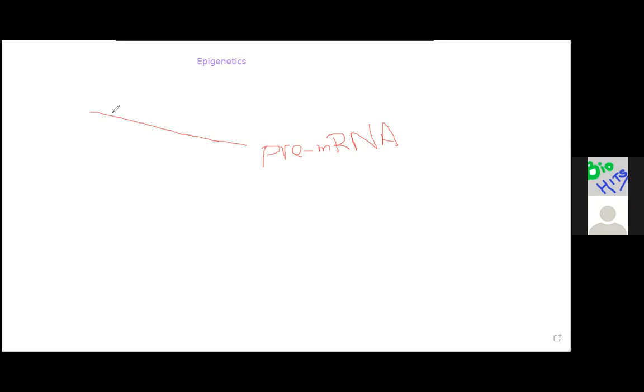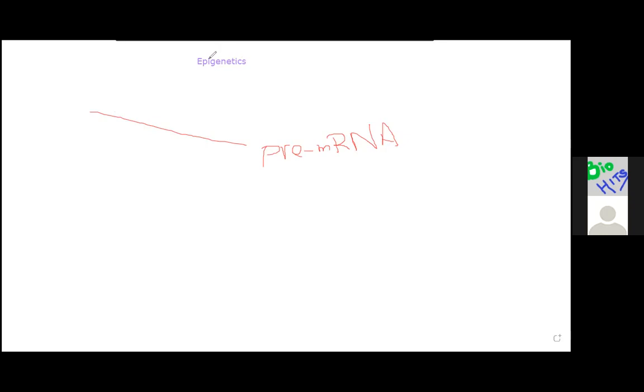Once the transcription has happened, even at the second level, the cell has control. At the second stage they can control, if they want, that this should be more and this should be less, despite the transcription having happened. So in transcription the genes are turned off and on, and post-transcription the messenger RNA can be either stimulated or stopped, not the genes. Post-transcription, it is the messenger RNA. This is known as epigenetics.